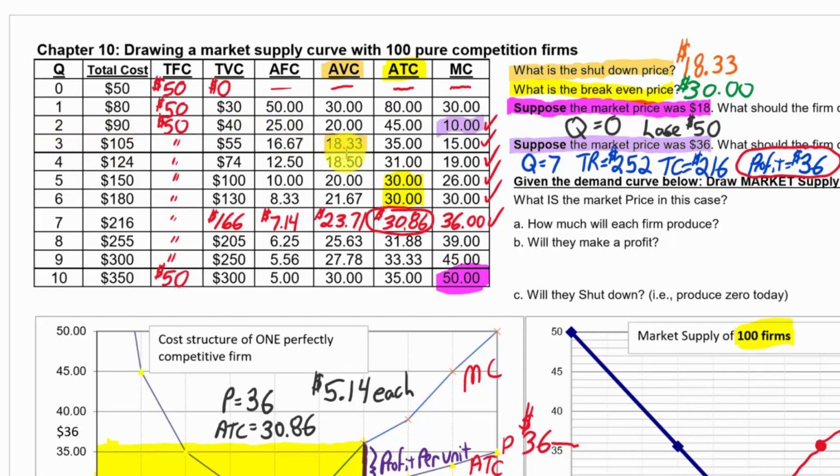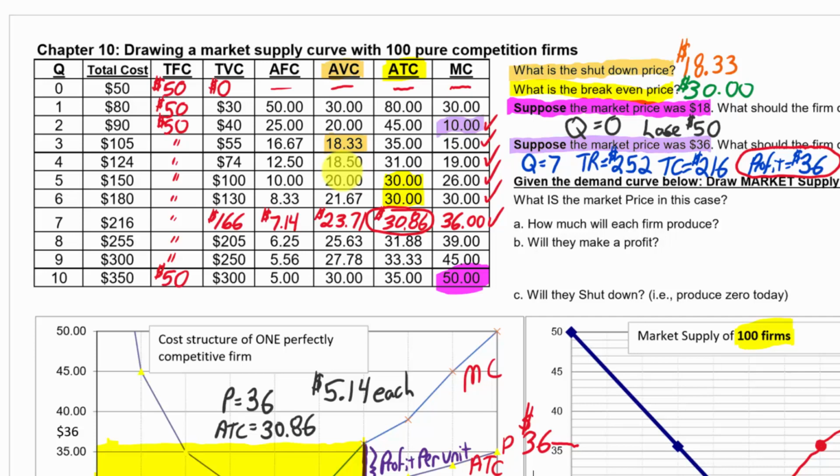No, it's not 3 units. This is the only really tricky part right here. Suppose the market price was $15. Let's just start from scratch. Let's take a step back. How many units would each firm want to produce if the market price was $15? Well, since the shutdown price is that $18.33, the answer is going to be 0 units.